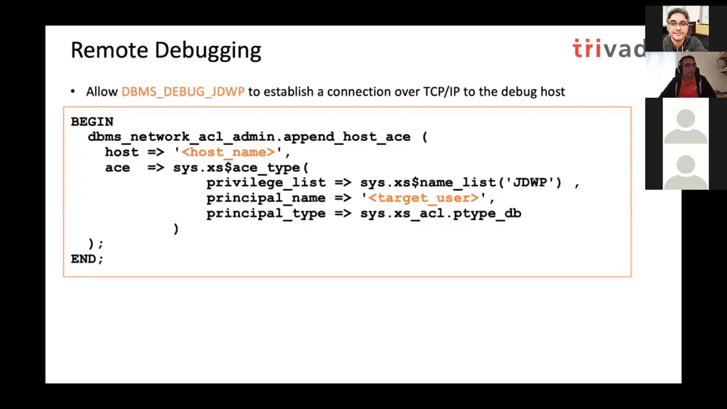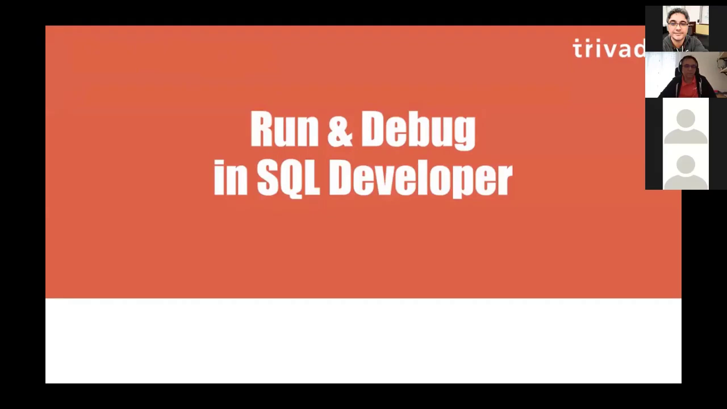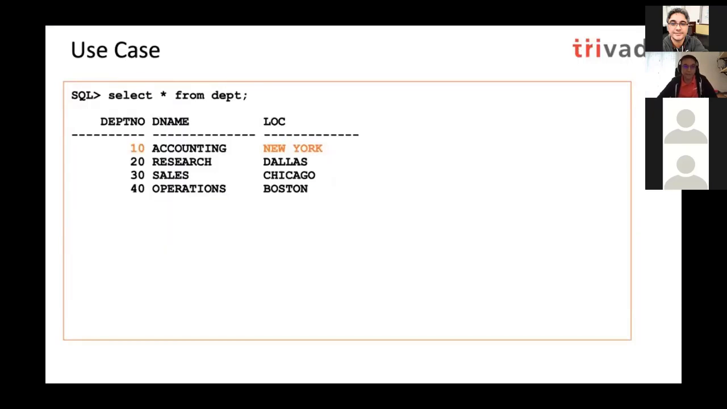So let's look at an example. I prepared the first use case, the simple one, and simple ones are always based on dept and emp. And here I do a query on dept. I get these four rows. I think you know them by heart in the meantime. And what I highlighted here is New York. New York is the location of department 10.